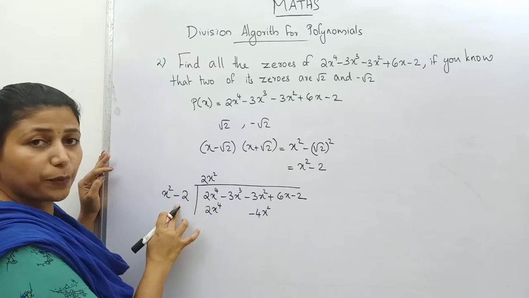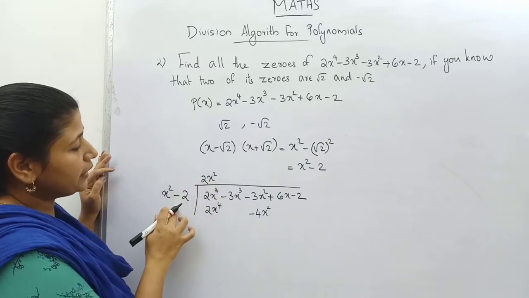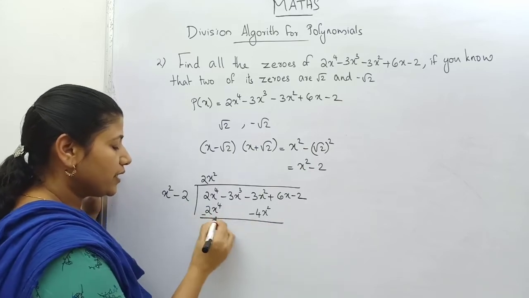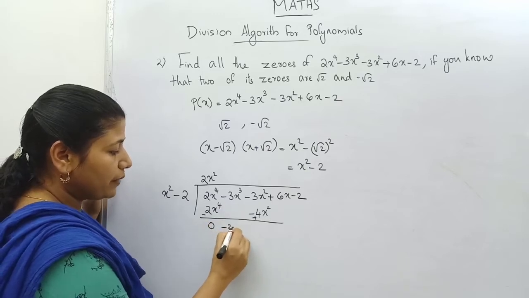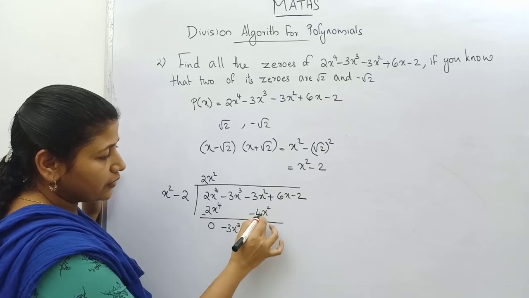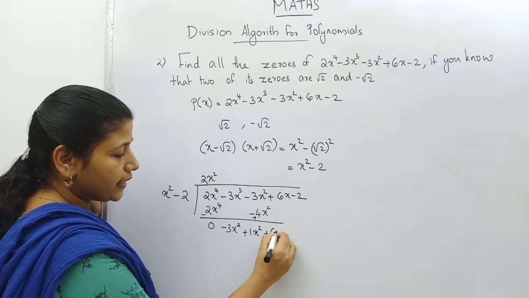The x^3 term is missing here. We cannot find any term of x^3, so we have to write it here as 0. Then subtract, so I am changing the signs. Minus 3x^3 can be written like here. Here it is positive and this is negative, so plus 1x^2 you will get and plus 6x.